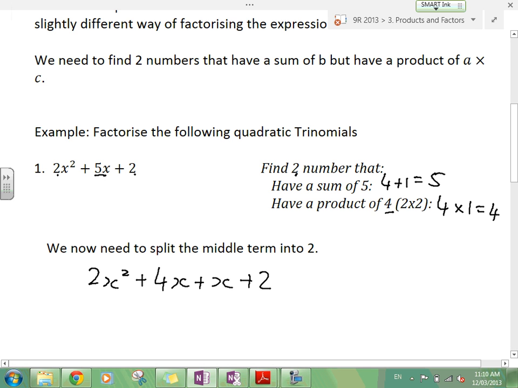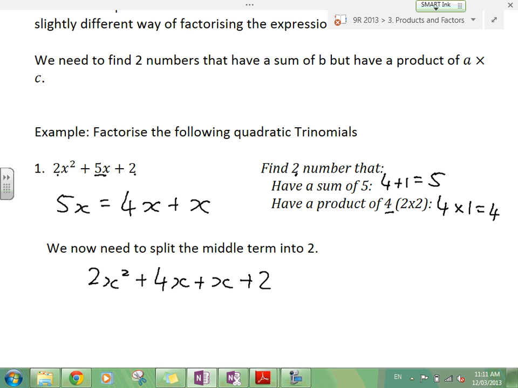What I've done is, I have this 5x term. I've said 5x is equal to 4x plus x. So I've rewritten this expression using 4x and x instead of the 5x. Okay? So I'm saying, okay, 5x is equal to this, using these two numbers, knowing the fact that they add together. I've used that to split the term into 2, so I have 2x squared plus 4x plus x plus 2. Okay? Any questions? Reasonably clear? It's just the first time looking through. We're going to have a look over a few others, so it's okay.